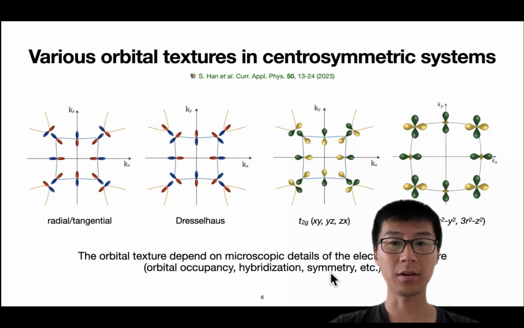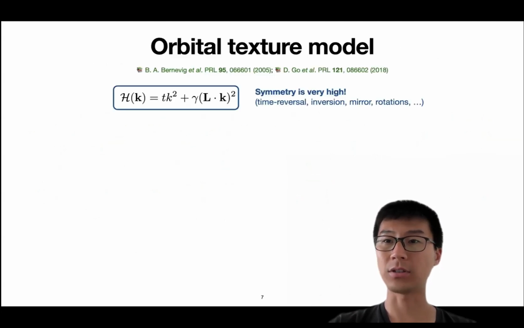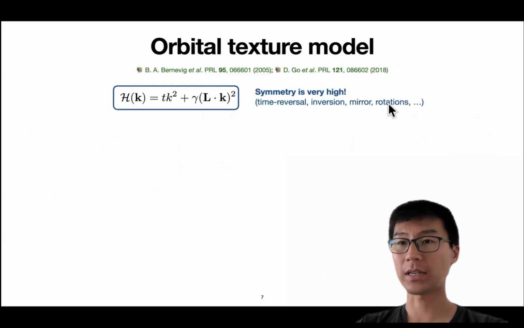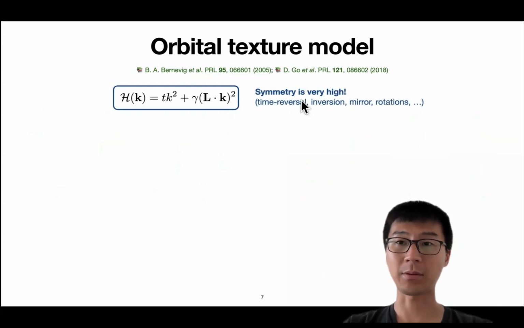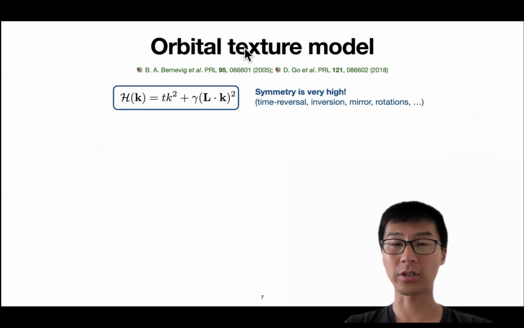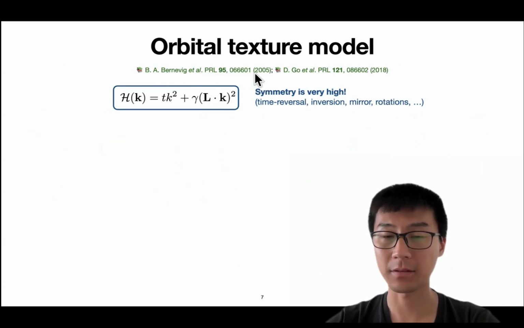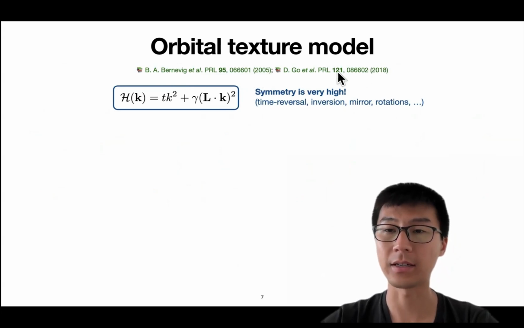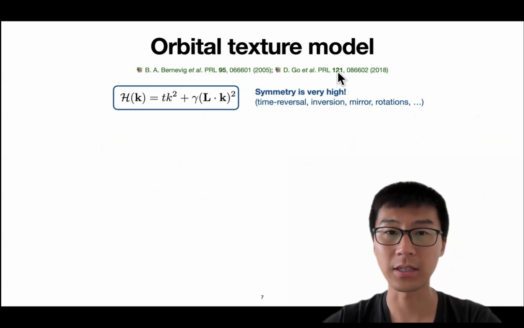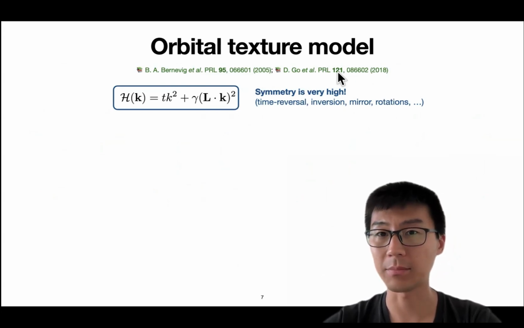But anyway, although there can be many different types of textures, there is one model that you can solve and really understand to the very bottom, to understand what orbital textures are and what type of properties you would expect. This model is called orbital texture. It first appears in the description of the orbital Hall effect in silicon by Bernevig et al., 2005.